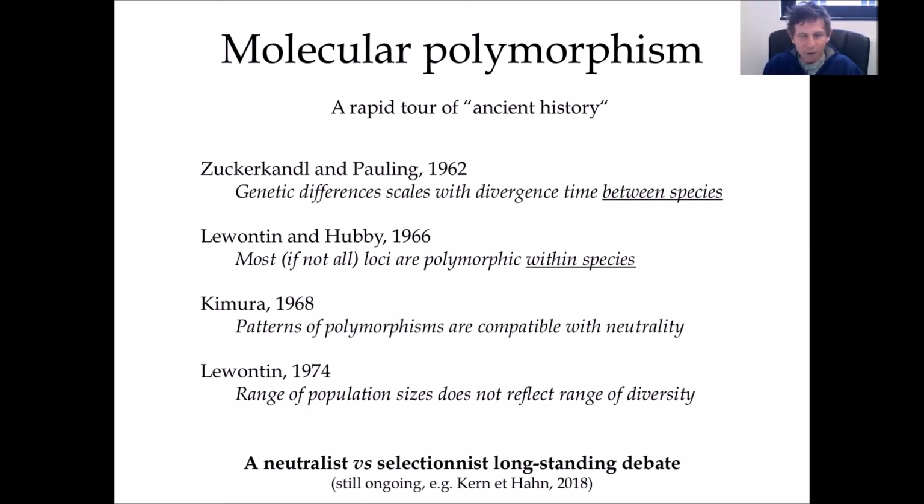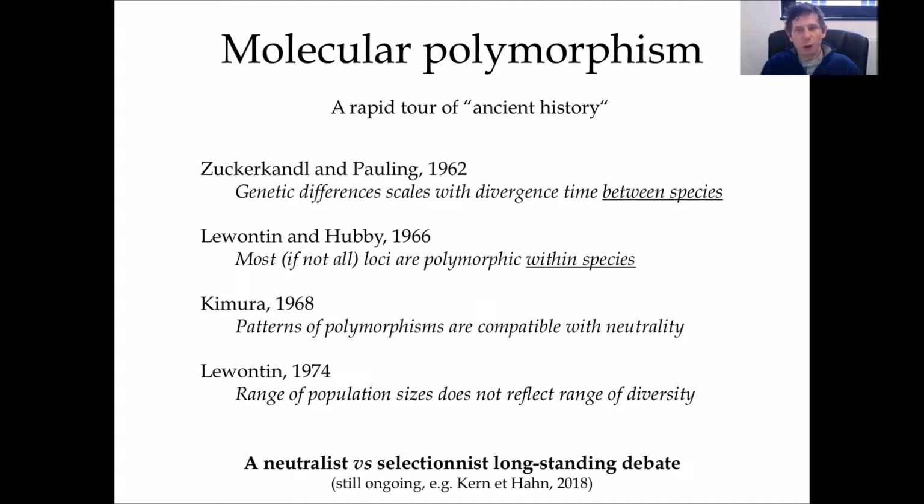Another important date is the first analysis of polymorphism by Lewontin and Hubby in 1966, which showed that surprisingly, if you look at any locus, in any species, you'll find some polymorphism, which means there is diversity among individuals within the same species, in all species, in all individuals, in all samples, and in almost all loci.